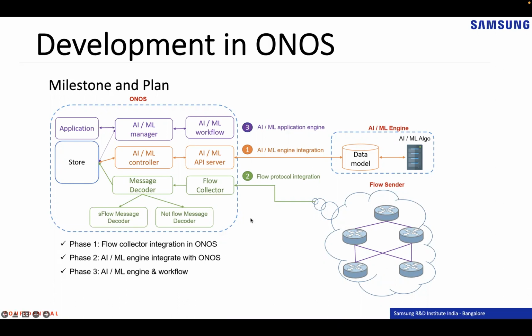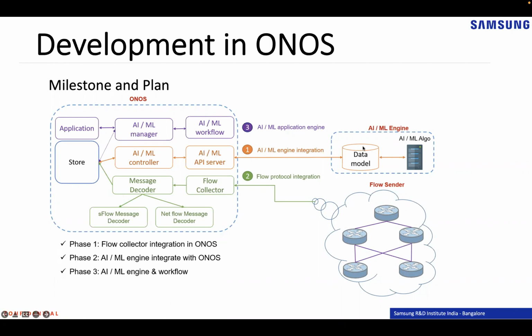ONOS architecture. On the southbound interface, you will have a list of devices which will be pumping the statistics in the form of flow protocol. This will be integrated with the flow collector and further with the message decoder, as we saw in the previous slide, showing how the provider layer can facilitate and send the data to suit the application need. And finally, from the store, we'll have this AI/ML controller and the AI/ML API server talking and integrating with the AI/ML engine.